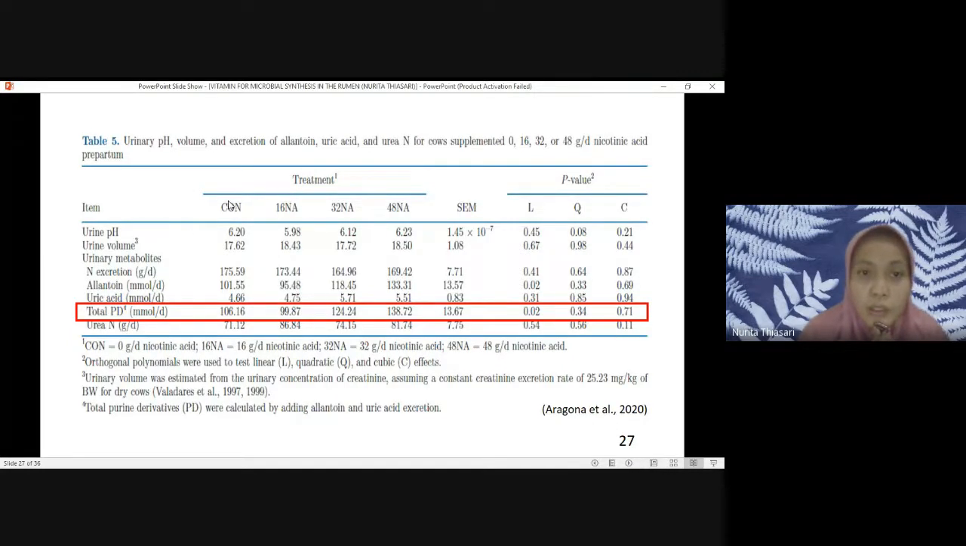And then this one is the experiment about the addition of nicotinic acid, especially for the total PD or total purine derivative. If we see the control compared with the addition of nicotinic acid, we can see that with the addition of nicotinic acid at 16, 32, and 48, it will increase the total purine derivative in the urine.